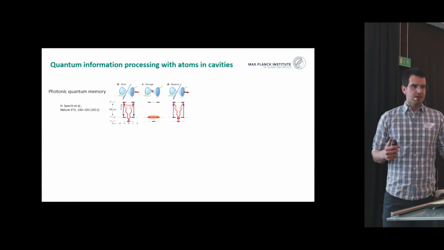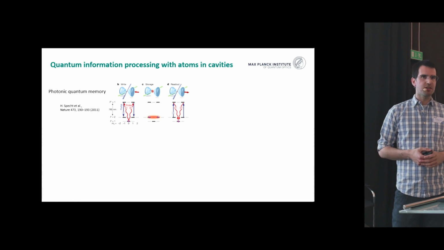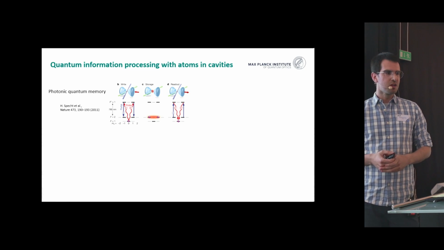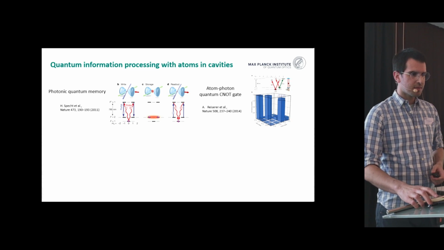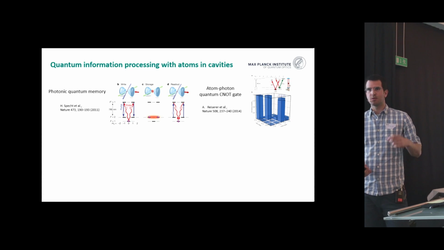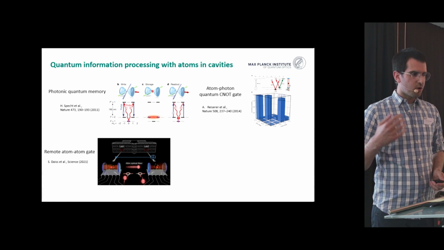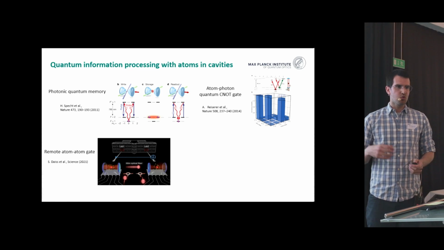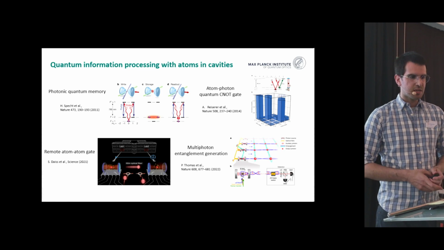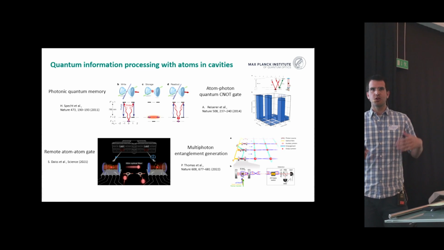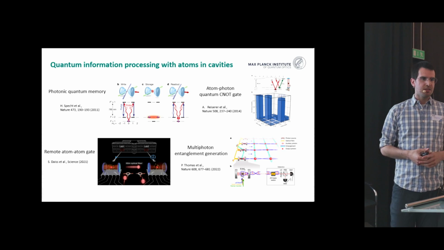In our group, many experiments have been performed in recent years with this platform of single atoms coupled to optical cavities. There have been photonic quantum memories implemented, also quantum computing gates between photonic qubits and atomic qubits, also remote gates between two atomic qubits mediated by a photon, and very recently the generation of multi-photon entangled states of up to 14 photons emitted by this atom-cavity system.